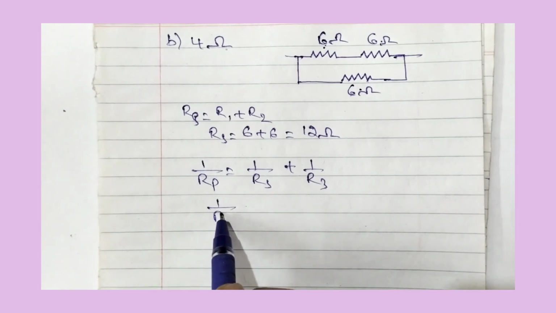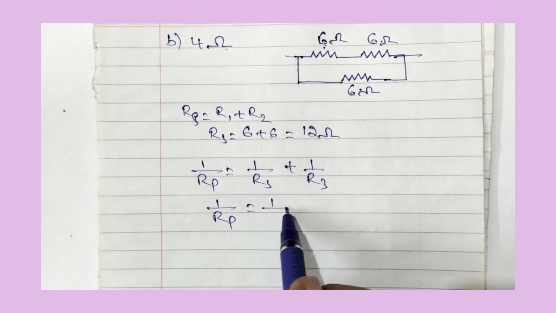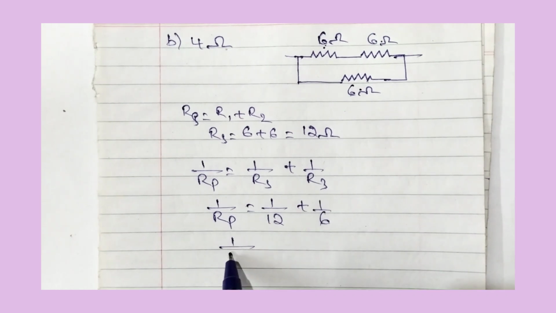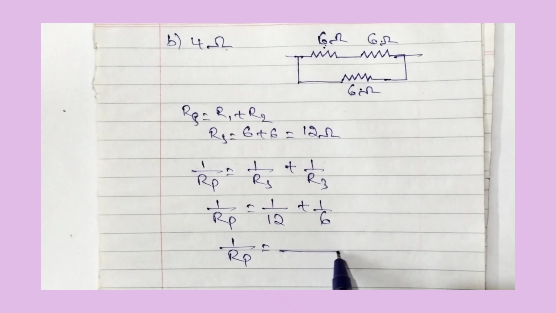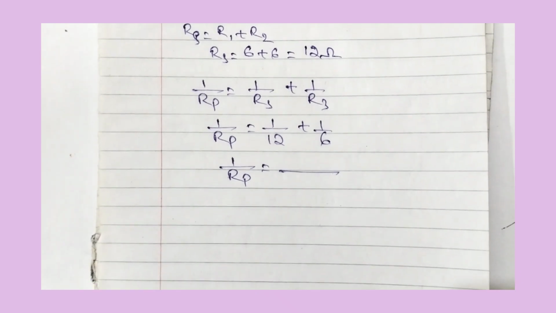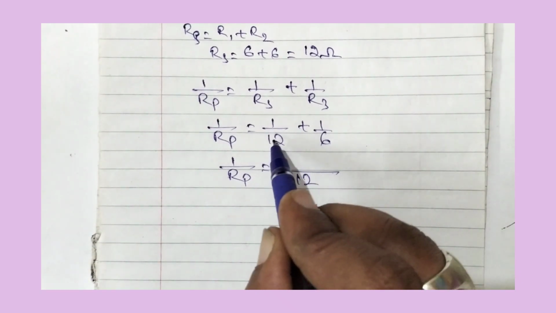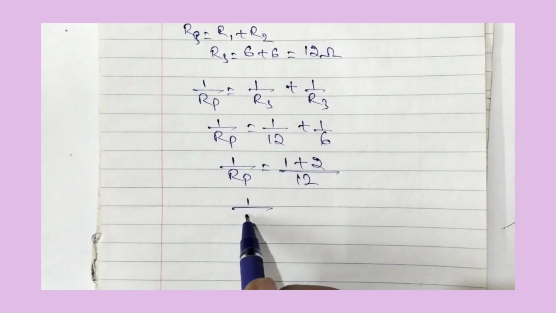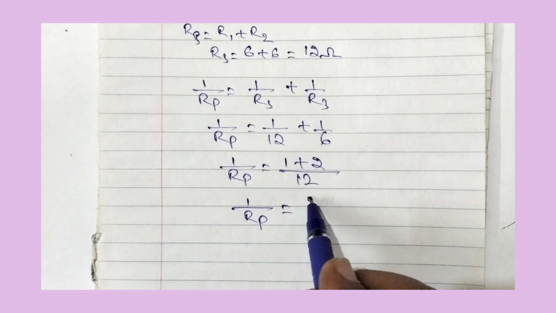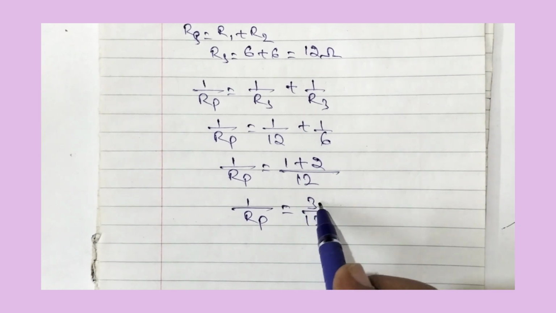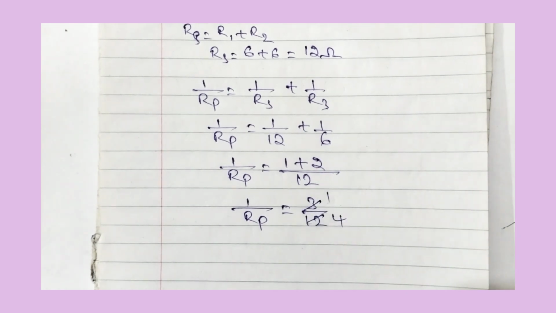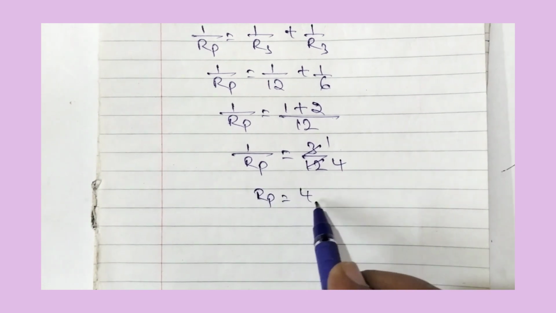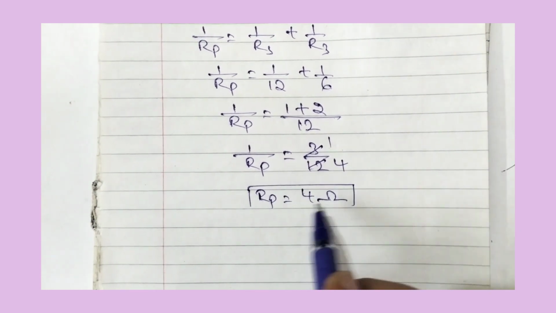So 1 over Rp is equal to 1 over 12 plus 1 over 6. For 6 and 12, the LCM will be 12. In 12, 1 ones are 12, and in 6, 2 sixes are 12. So 1 over Rp is equal to 3 by 12. 3 ones are 3, 3 fours are 12. So the reciprocal, Rp, is 4. So we got 4 ohm resistance.